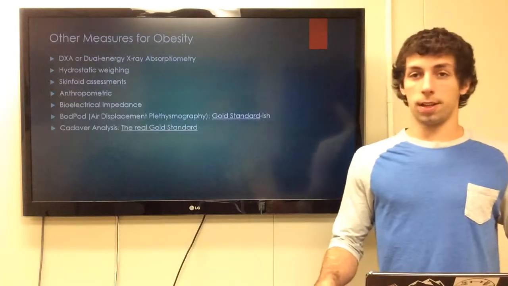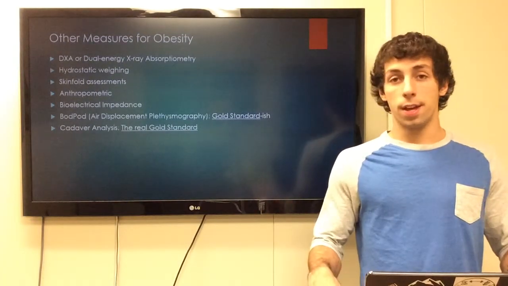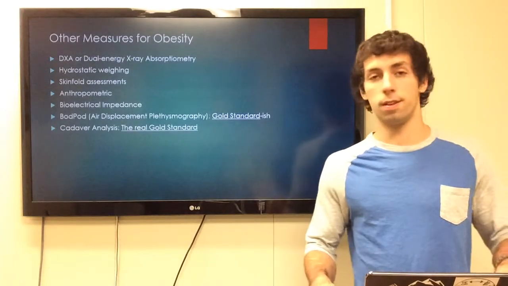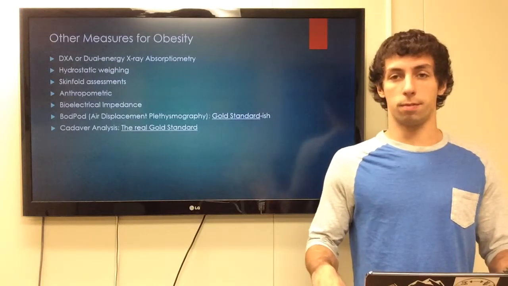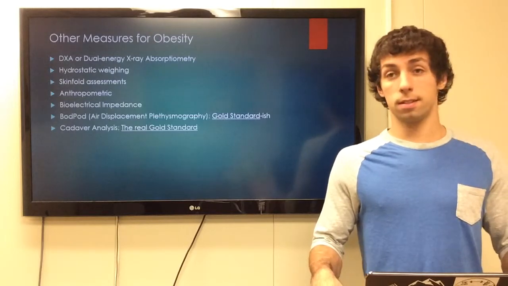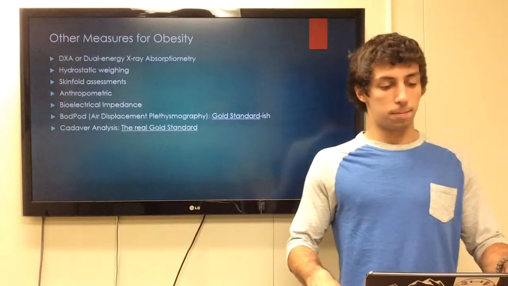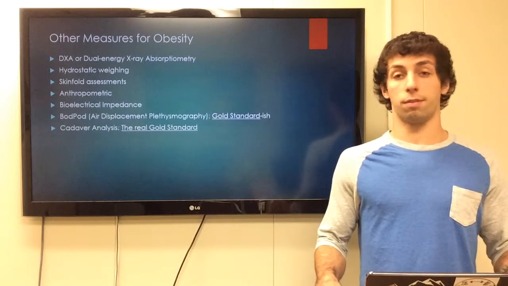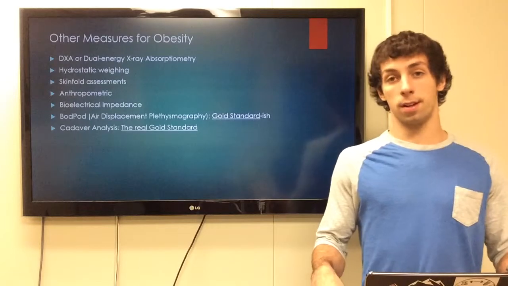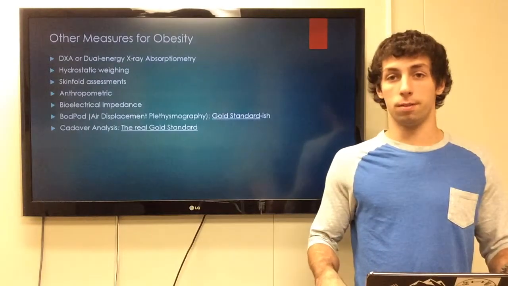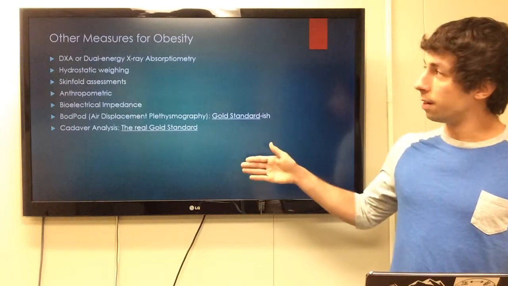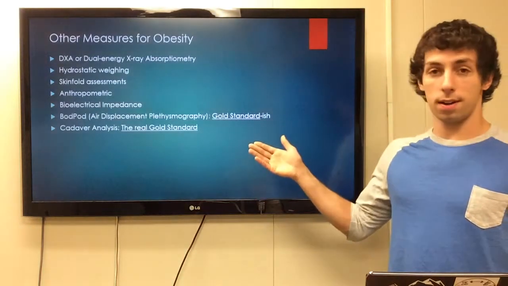And then anthropometric, again, would be the waist to hip ratio, and the Navy also has an anthropometric measurement of their own, where they take, I believe, 5 different measurements, including the neck and the thigh. And then bioelectrical impedance, and BOD-POD, which is the air displacement plethysmography, which we consider the gold standard-ish, because the real gold standard would be cadaver analysis, which of course is impossible to do in vitro. So we mostly compare all of these other measures for obesity to the BOD-POD.